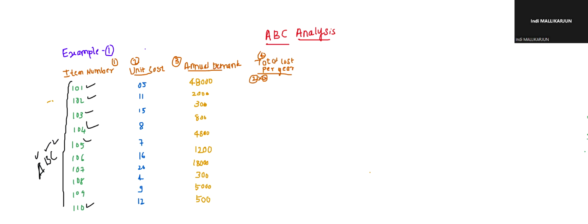How much will we get here? This is nothing but 2 into 3, means column 2 into column 3. 48,000 into 5 is how much? 2,40,000. Next, 22,000. 300 into 15 is how much?